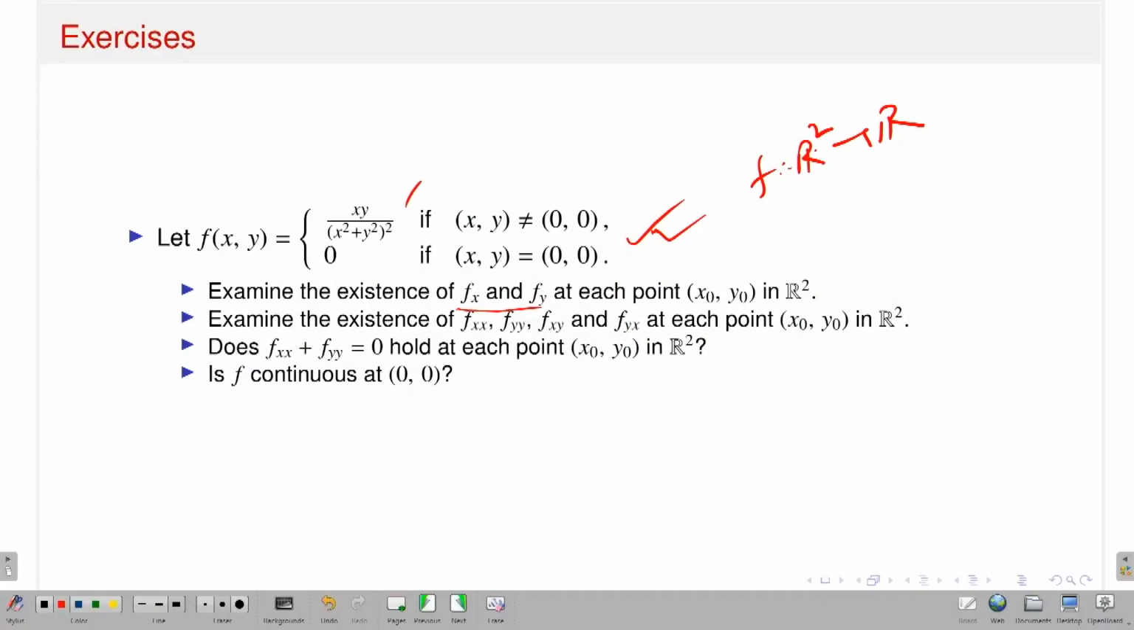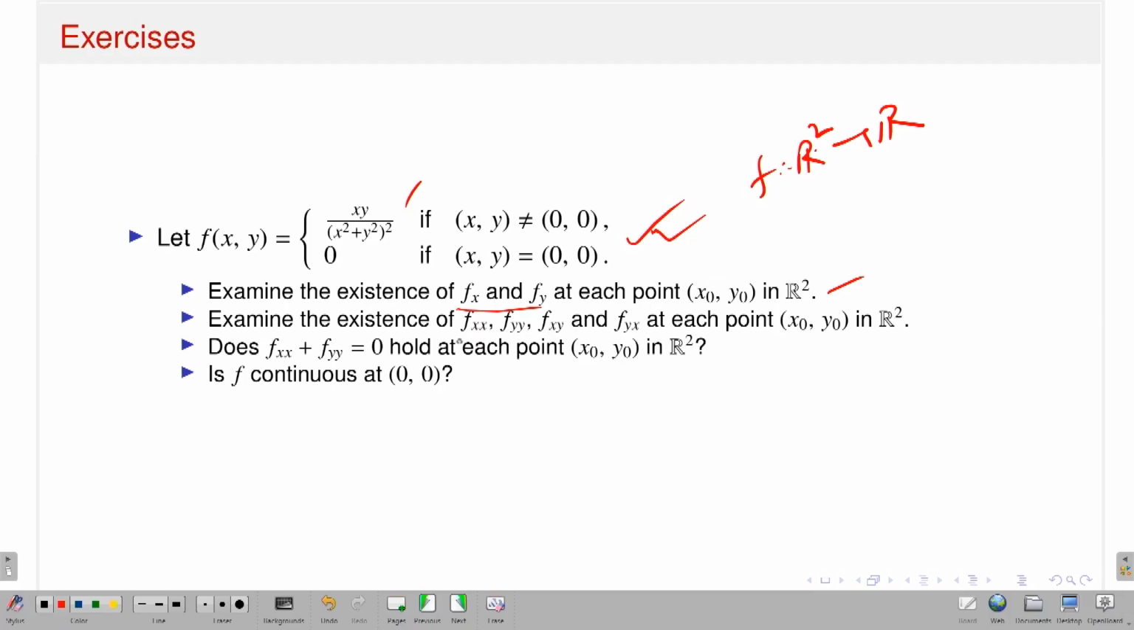And if xy is non-zero, it is a very nice quotient of polynomials, so you can perform the derivative keeping one variable fixed. So again, you can calculate easily fx, fy at each point x naught, y naught. So you will see this will exist.